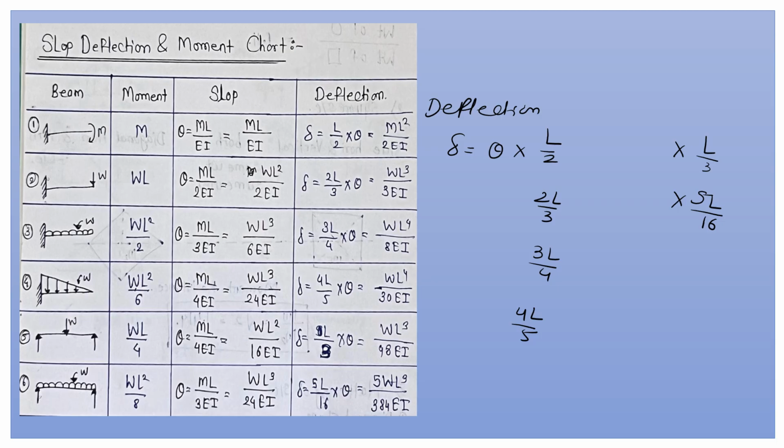Okay, so these are the deflection values. Just put the values of theta into this and multiply with the factor given here. So you get the values of deflection. So these are the deflection and slope chart.